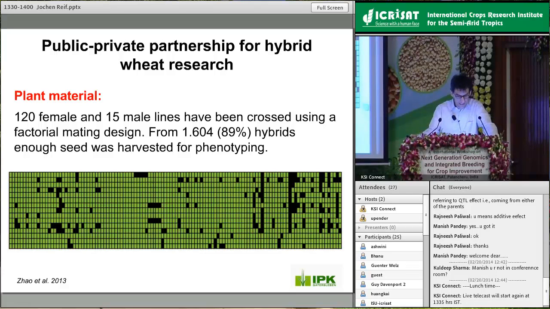lines. We then used chemical hybridization agents to produce the F1 hybrids, so the single cross hybrids, and that is reflected here. We crossed the 15 male lines with the 120 female lines, and surprisingly we could produce enough hybrid seed for phenotyping for nearly 90% of the potential crosses. So that was quite excellent.